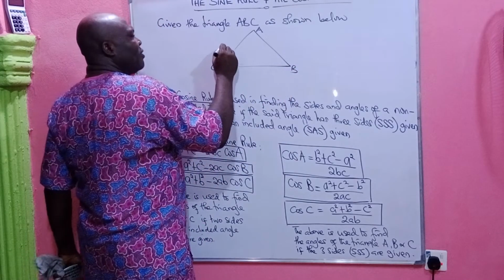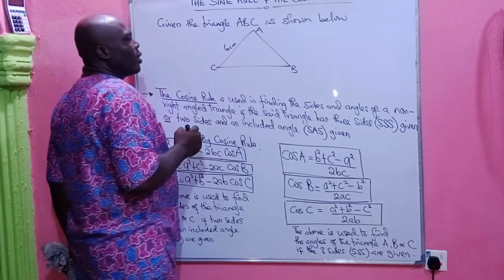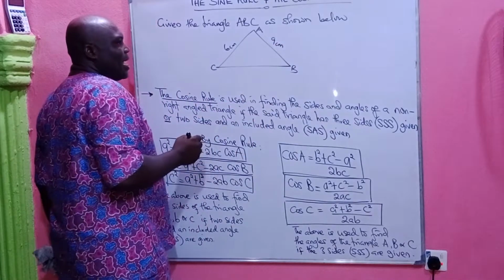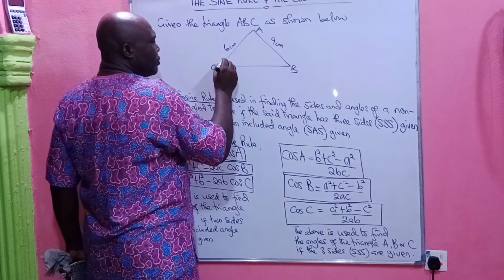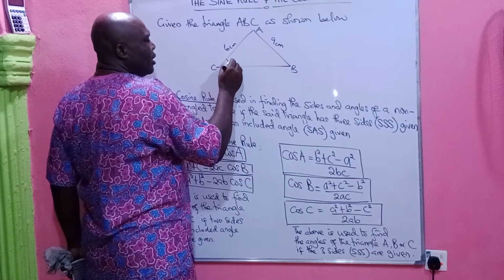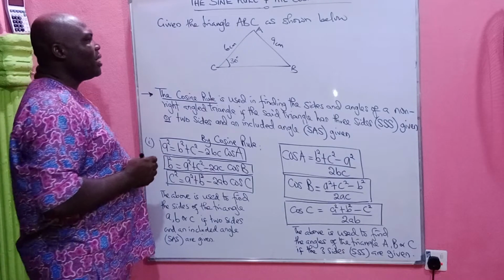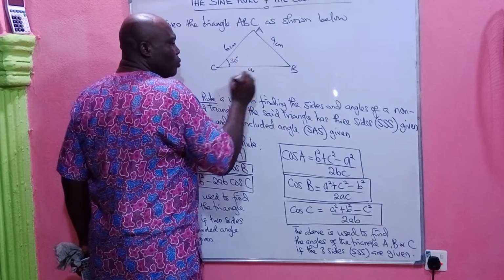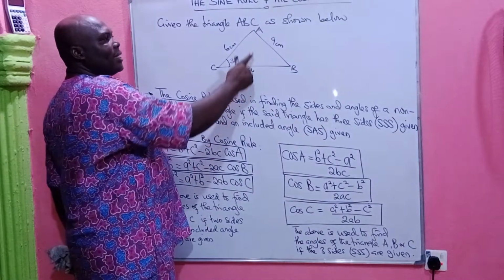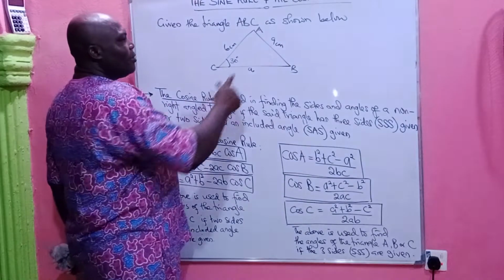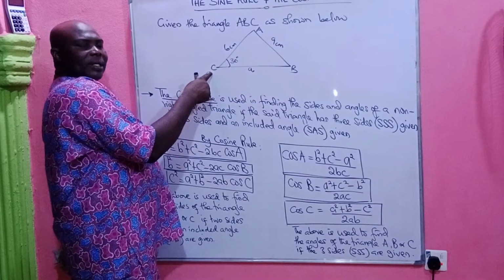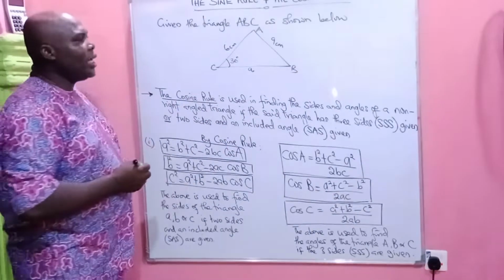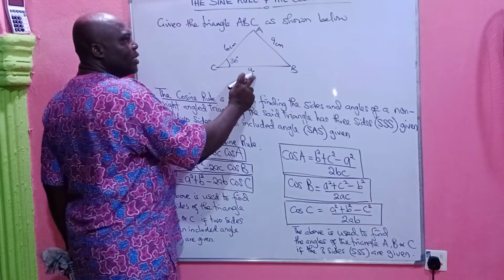Now assuming here is given as 6 cm, and here is given as 9 cm, and this angle is given, let's say 30 degrees. And let's say you've been asked to find this side. This side is what we call small a. Small a is the side that is facing big A. This side is called small c because it's facing the big C, while this side is called small b because it's facing the big B. So we are asked to find this side, which is the small a.